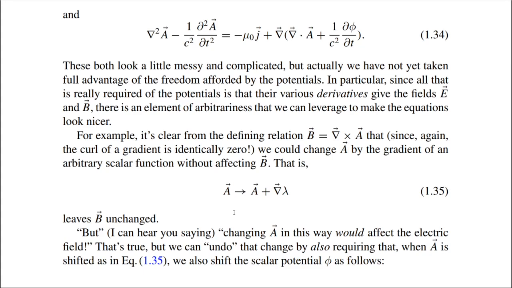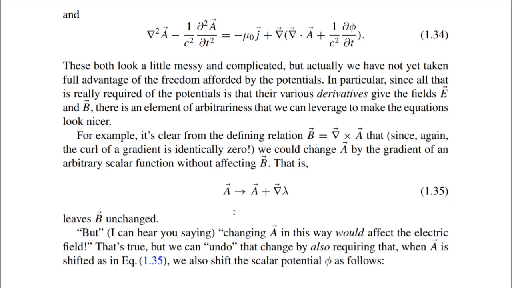So if you see in 1.34, on the right hand side we have the second term, the gradient of A plus 1 by c squared d phi by dt. If I apply the same function and substitute for A in the same case again, we'll have zero. We'll have only the same factors and there's no overall change in the equation. So can you go down to the next page?